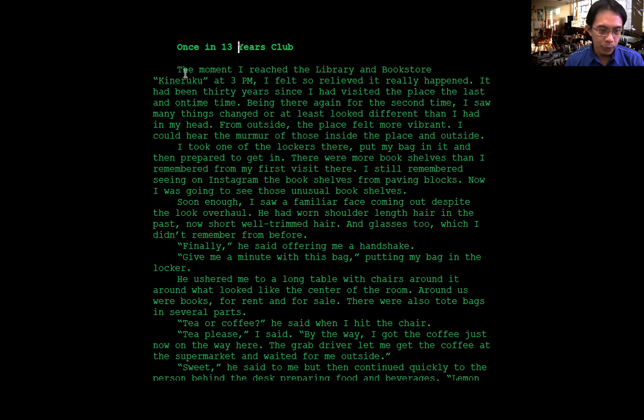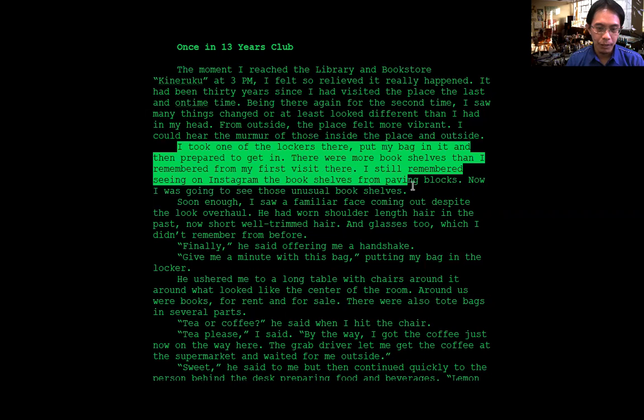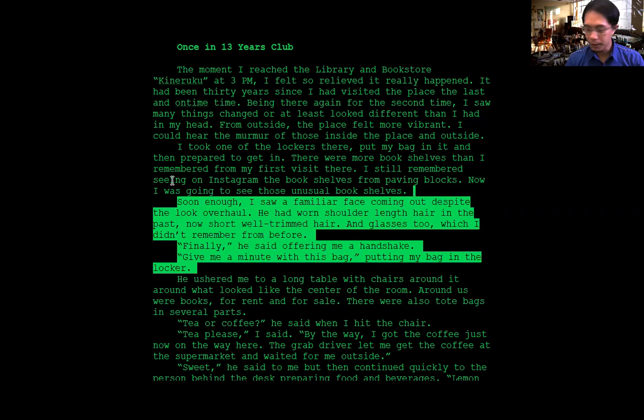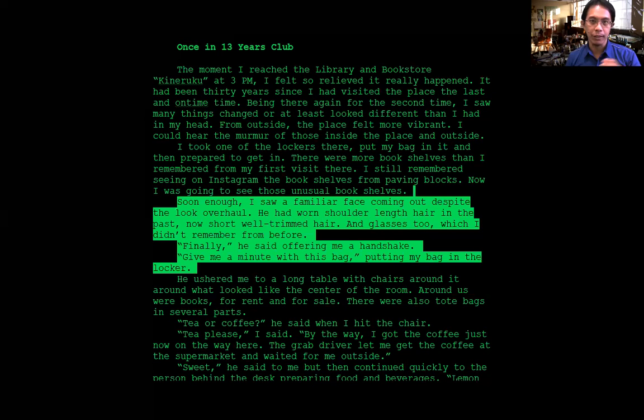Okay, like this one. The moment I reached the library and bookstore Kinaruku at 3 p.m., I felt so relieved. It really happened. It had been 30 years since I had visited, and so on. And I said yesterday that I was going to erase this part, right? The part when he welcomed me. I will erase that part, and I will make the paragraphing better by applying the principles of paragraphs, which is a main sentence and supporting sentences.